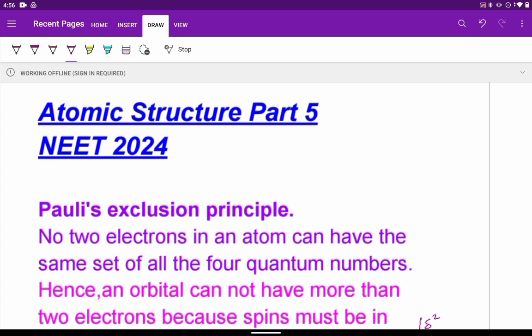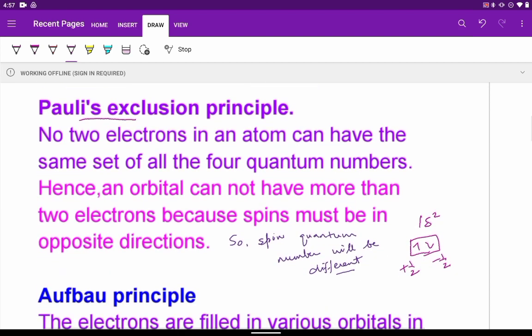The first one is Pauli's exclusion principle. It states that no two electrons in an atom can have the same set of all the 4 quantum numbers. That is, for any 2 electrons, all 4 quantum numbers cannot be the same. Even if the first 3 quantum numbers n, l, m are same, at least spin quantum number has to be different. Hence, an orbital cannot have more than 2 electrons because the spins must be in opposite directions. So, spin quantum number will be different.